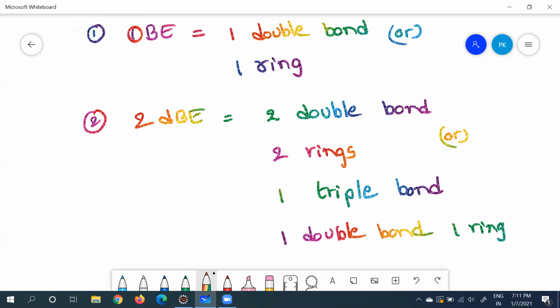So if you got DBE equal to 1, that indicates either one double bond is present in that organic molecule or one ring may be present. And if you got the DBE value 2, that indicates two double bonds or two rings, or one triple bond, or one ring and one double bond. Now let us discuss with examples, students. I will give an example for each.